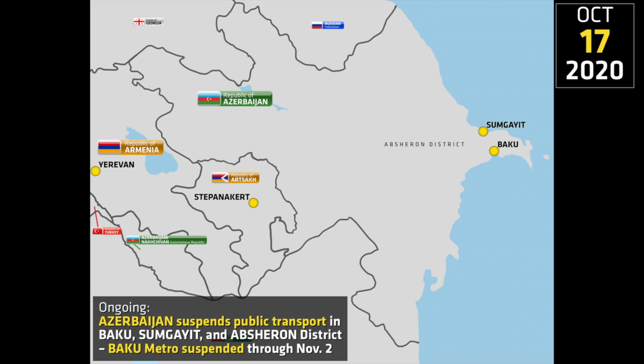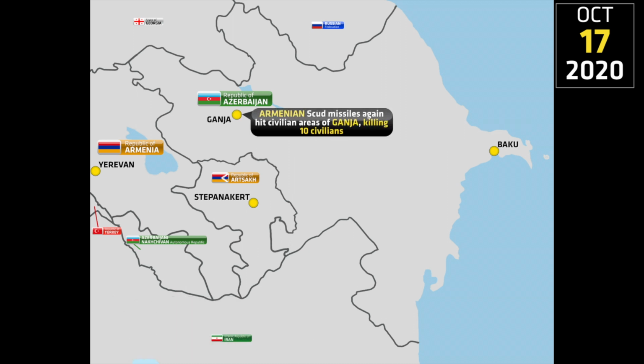On the 17th, Azerbaijan suspended its public transport in several major cities, including Baku, and the Baku metro was suspended through November 2nd. Meanwhile, the fighting just continued to intensify. Armenian Scud missiles again hit civilian areas of Ganja, killing 10 more civilians. Azerbaijan responded by again bombing and shelling Stepanakert, a city which is becoming close to as abandoned as it was in 1993, prior to the original ceasefire, not to mention the damage along those same lines.